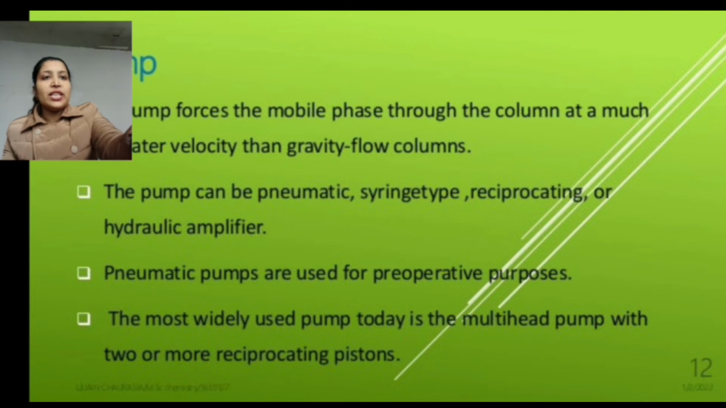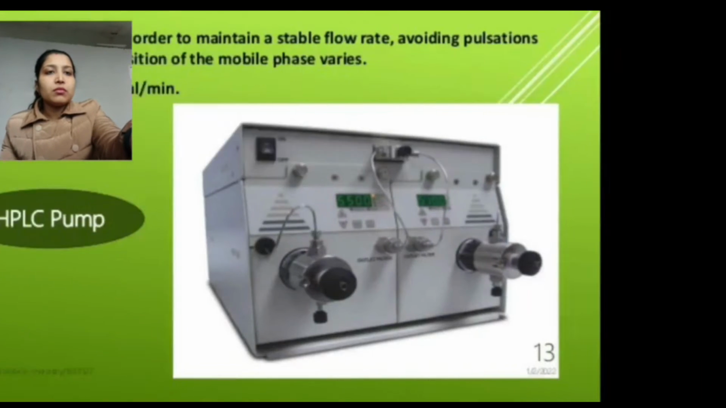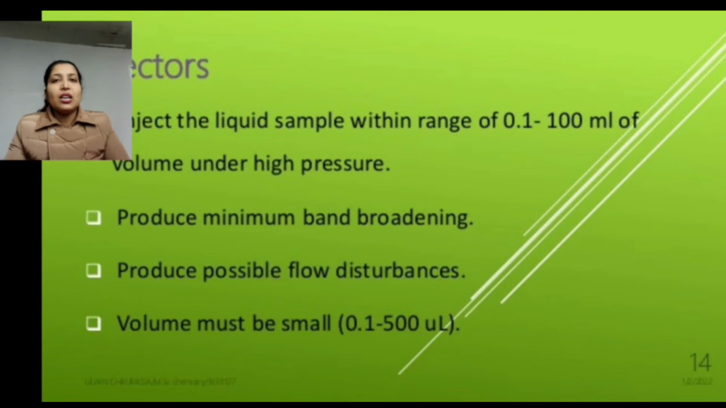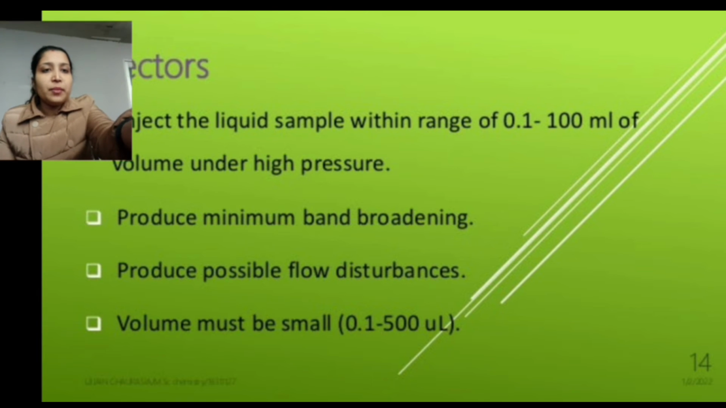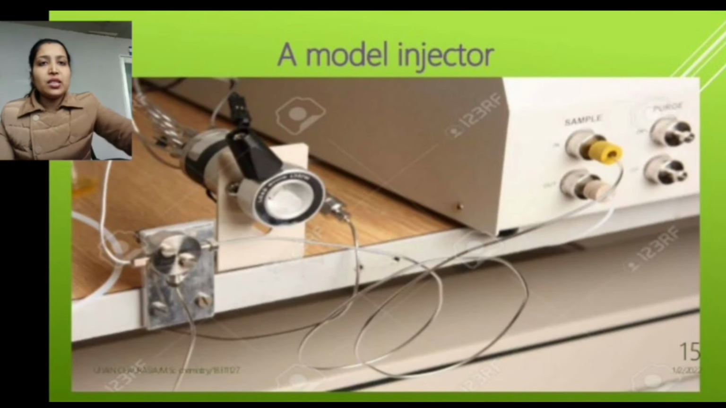So let's talk about injectors. Injectors in HPLC are used to inject the liquid sample, within the range of 0.1 to 100 ml of volume, under high pressure. The injectors used are septum injectors, using which the sample solution is injected. Sample can be injected when the mobile phase is flowing or when it is stopped. A newer advanced rotary valve and loop injector can be used to produce reproducible results, because it limits possible flow disturbances, and the volume must be small, about 0.1 to 500 microliters. Now, this is a model of an injector.